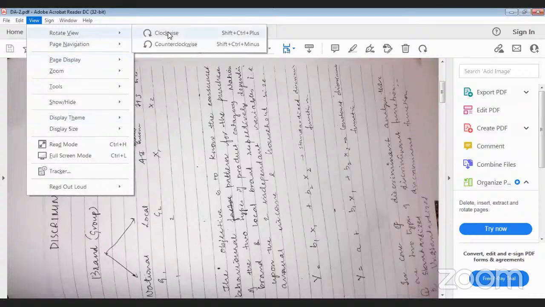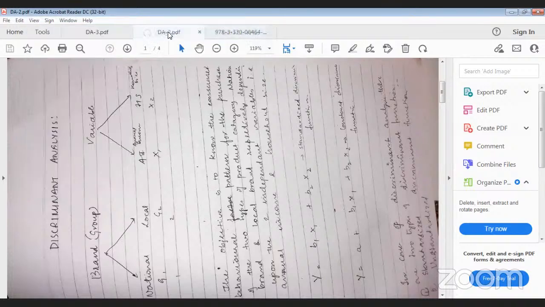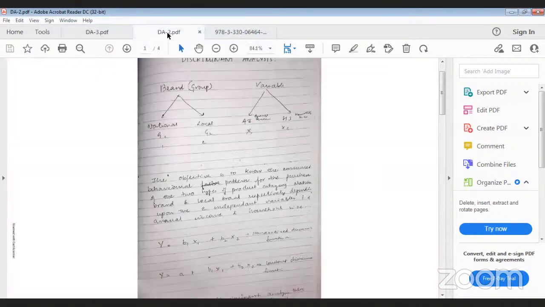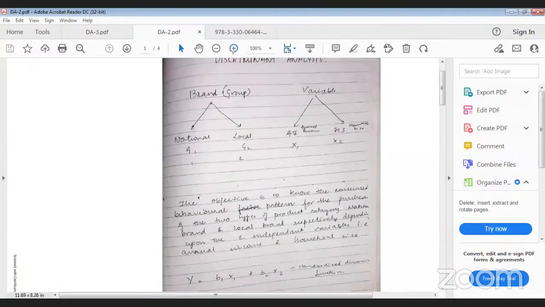Rotate view. Okay, clockwise. Okay, so here, that particular question, this is the interpretation of how to write it.